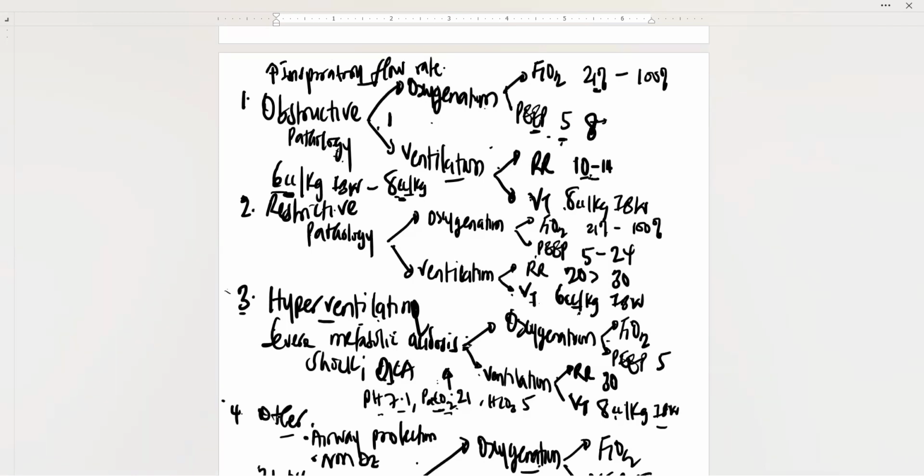So for instance, as you are increasing the inspiratory flow rate, you're actually going to see the I to E ratio going up. So let's say it was initially 1 to 2. When you go up on the inspiratory flow rate, you can see that number going from 1 to maybe 3 or 4. So that means they're going to be spending more time during exhalation.